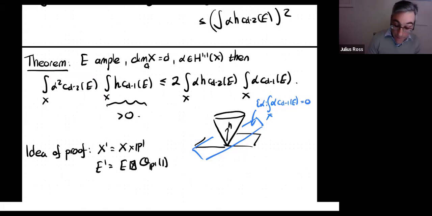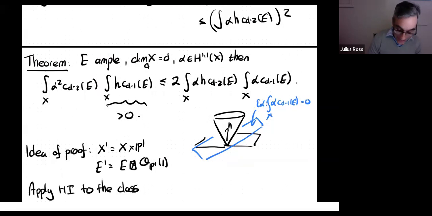So again, if E is ample, this tensor product will be ample. So I can apply the previous work, and I can apply the usual Hodge index from the previous slide to the class, I guess it's c_{d-1} of E primed. Okay, so there's not much more to it than that. You just have to manipulate that around.